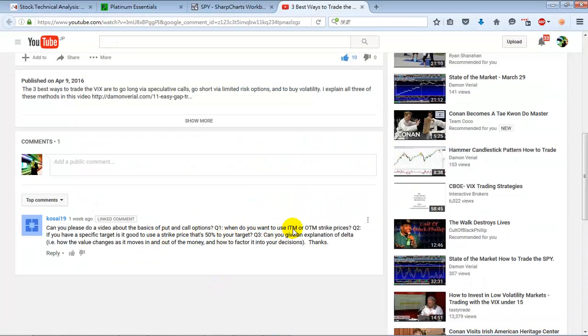Again, in the money, you could probably avoid for short-term plays. For a day trade, you want to go out of the money, and if you're doing a swing trade, go with at the money.